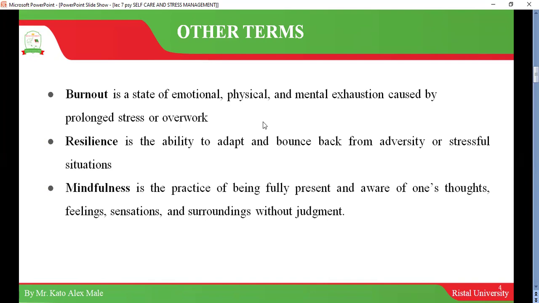You're trying to resist. In other words, a stressful situation comes over, but you try to resist it. You even get used to it being around. And then mindfulness, it is the practice of being fully present and aware of one's thoughts, feelings, sensations, and surroundings without judgment. In other words, you're trying to have self-control over what you think, over your feelings, over what you sense. That's mindfulness.